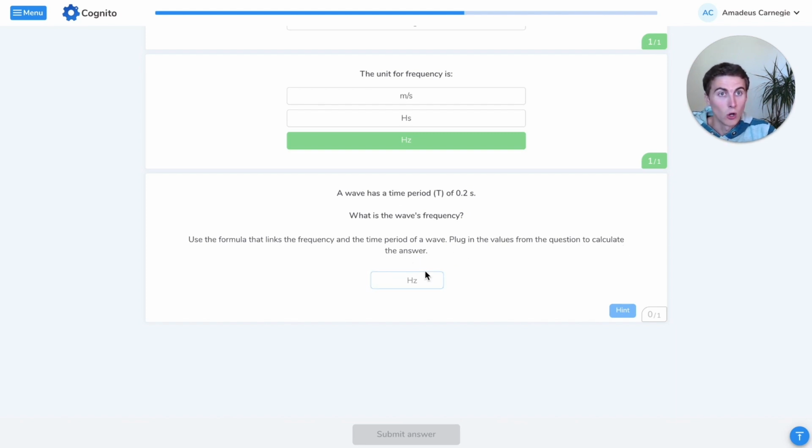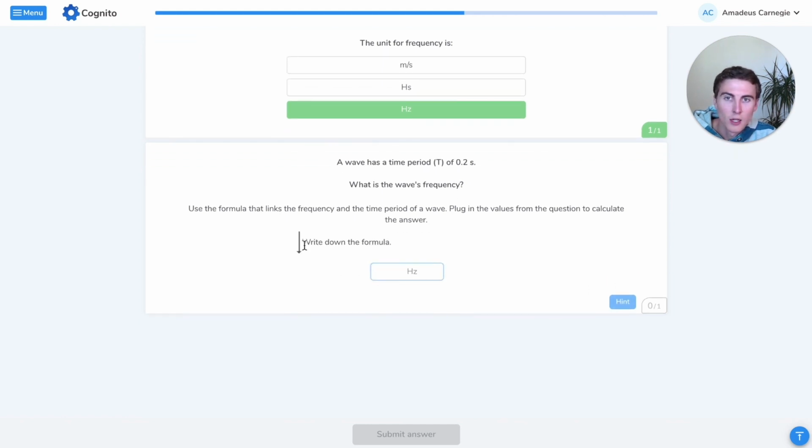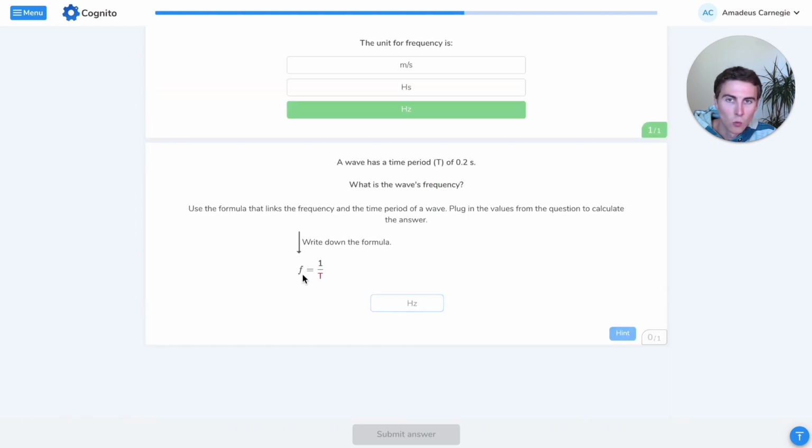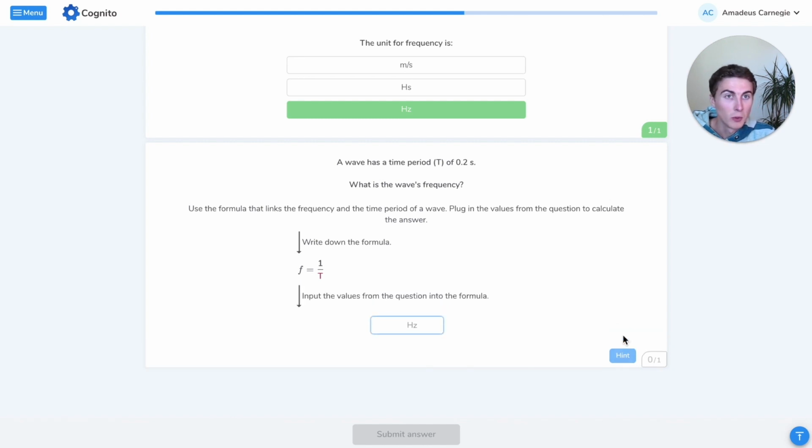So that's like one overview in case you aren't quite sure what to do. But if we try again, the first thing we want to do is write down the formula. Remember, that's the formula that we saw up here. So that's 1 over the time period. Once you've written down the formula, you want to write down all the important figures from the question and then plug them in.